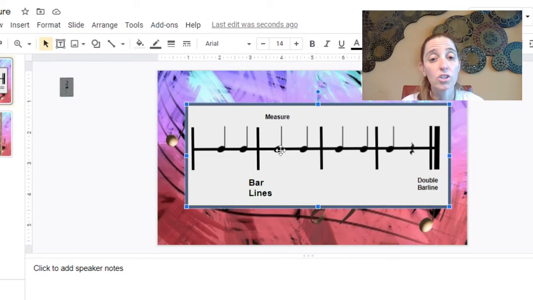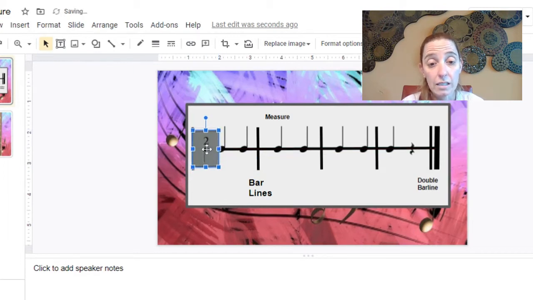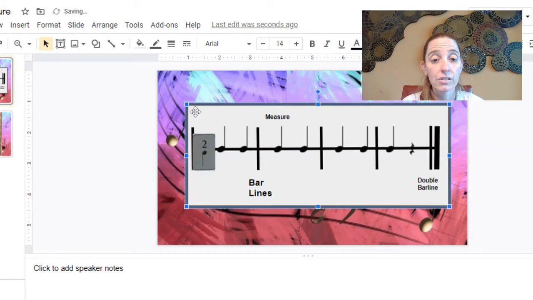Now, there are two tas in between these two bar lines. So when you have two beats, then our time signature at the beginning is going to have a 2 on the top and a quarter note on the bottom. That means there are 2 beats in each measure, and the quarter note is the thing that gets the beat. So this is called a time signature.